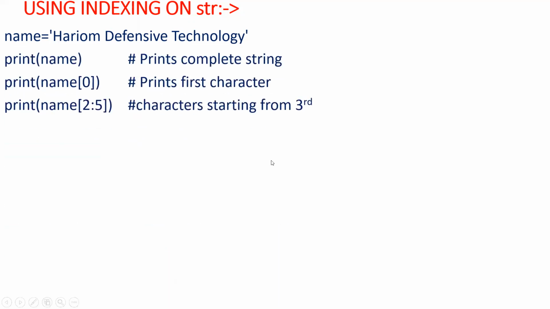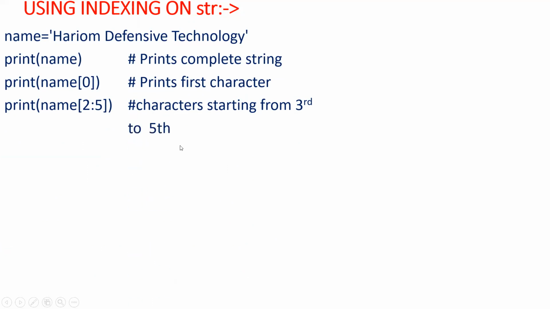Now you tell me, which information will you get in this case? 0, 1, 2. R, from R to M? 2, 3, 4. Not M, because 5 is excluding. Yes, right. RIO, only RIO. Got my point? Yes, remember.